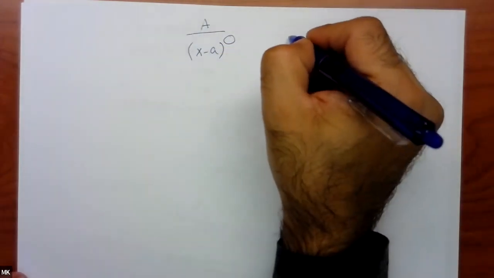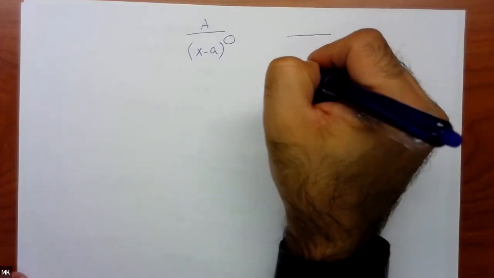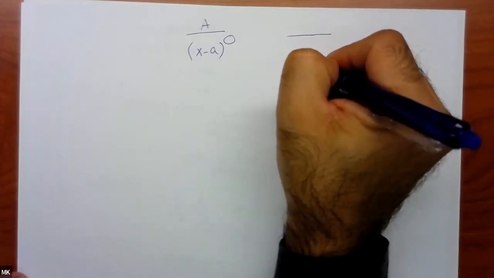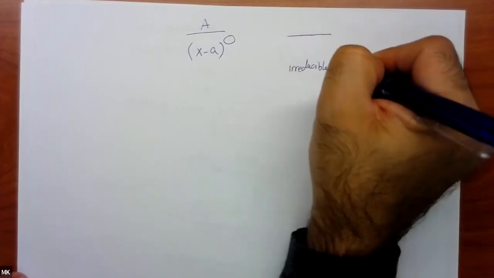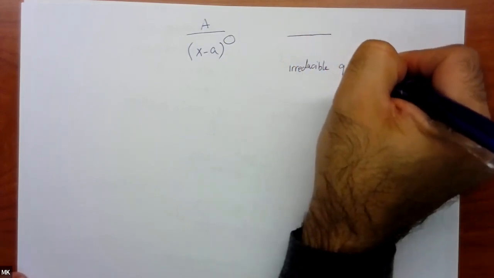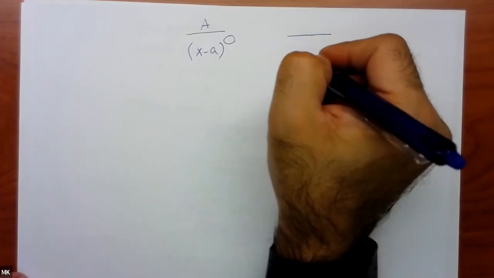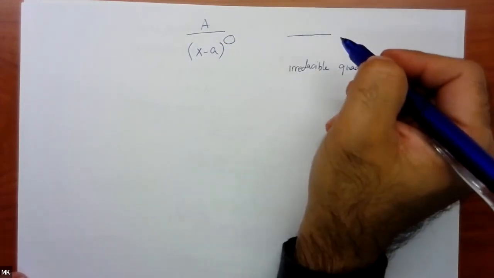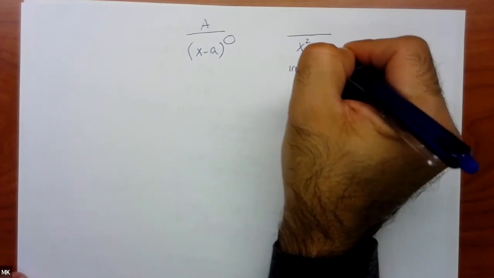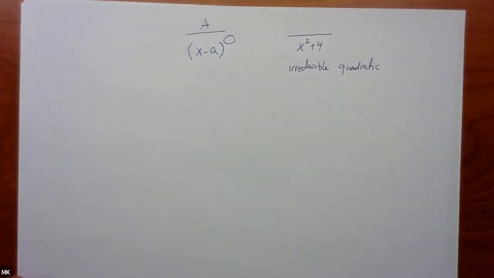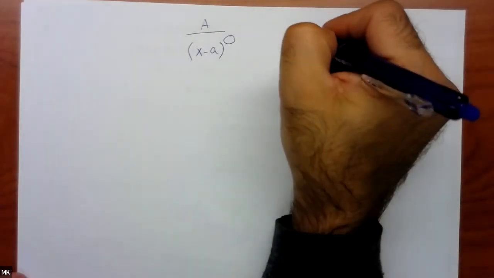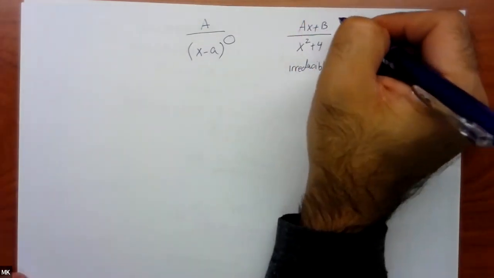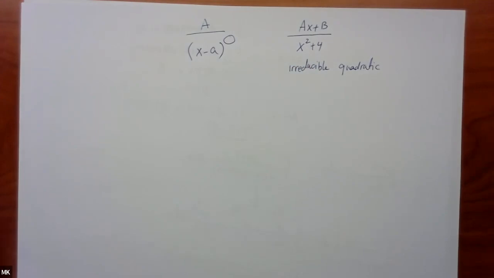If you have a denominator that's what we call an irreducible quadratic, which means a quadratic that doesn't have any real solutions, like x squared plus 4. If you try to solve for x, if it's equal to 0, I get a complex number, 2i or negative 2i. So no, this doesn't have a real solution. Then the numerator would be in the form of Ax plus B, Cx plus D, Dx plus E, or whatever.